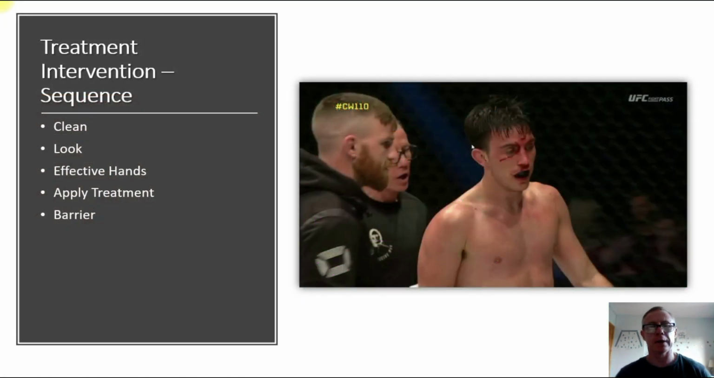Treatment intervention. Now, what's an intervention? We're actually trying to stem or stop the flow of blood. So we're stepping in. The fighter or boxer has an injury, and we're making an intervention to have a positive impact, stopping or stemming the flow of blood in the injury, which then complements hemostasis. That's the reason we're doing it.